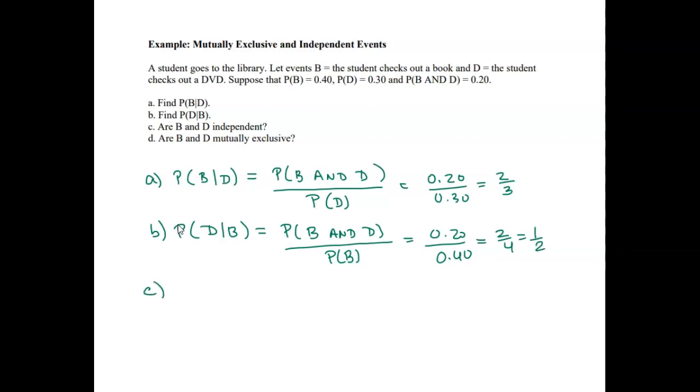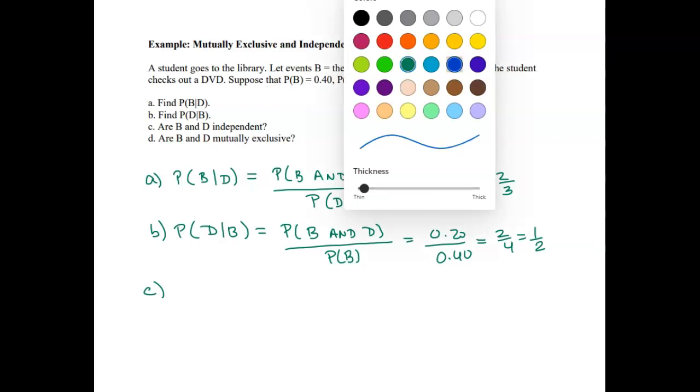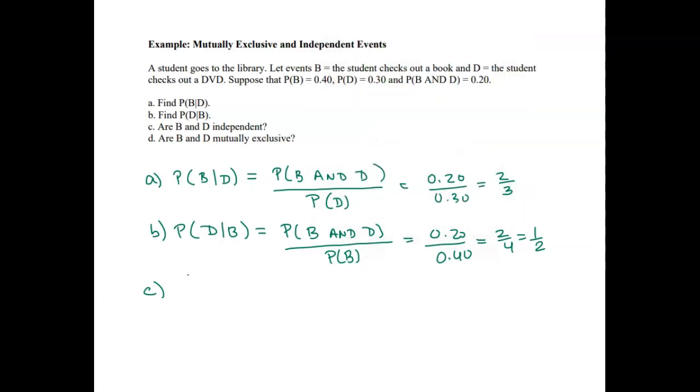All right. Are B and D independent of each other? Okay, so if you remember the conditions for independence from previous things, one way of checking is that if the probability of B and D is equal to the probability of B times the probability of D, then they are independent. If they're not equal, then they are dependent.